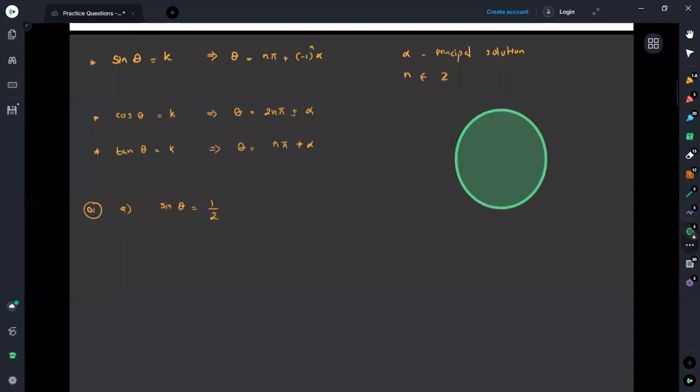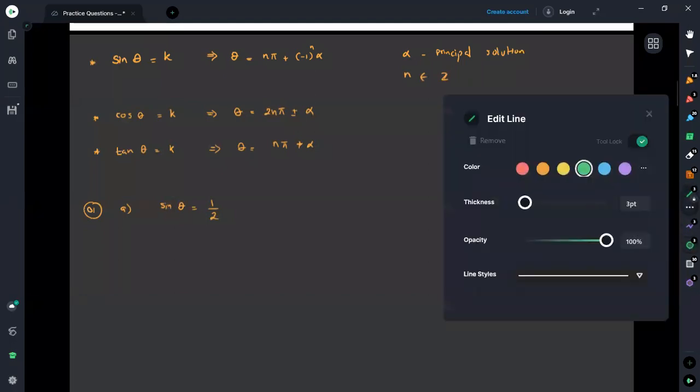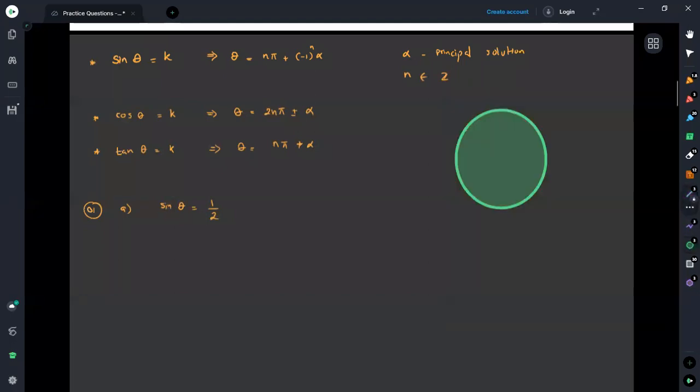If we draw the quadrant rule in this way, as we have discussed so far, in the first quadrant all ratios are positive, then sine is positive, cosine is positive, and tangent is positive in the other quadrants which we have discussed so far.